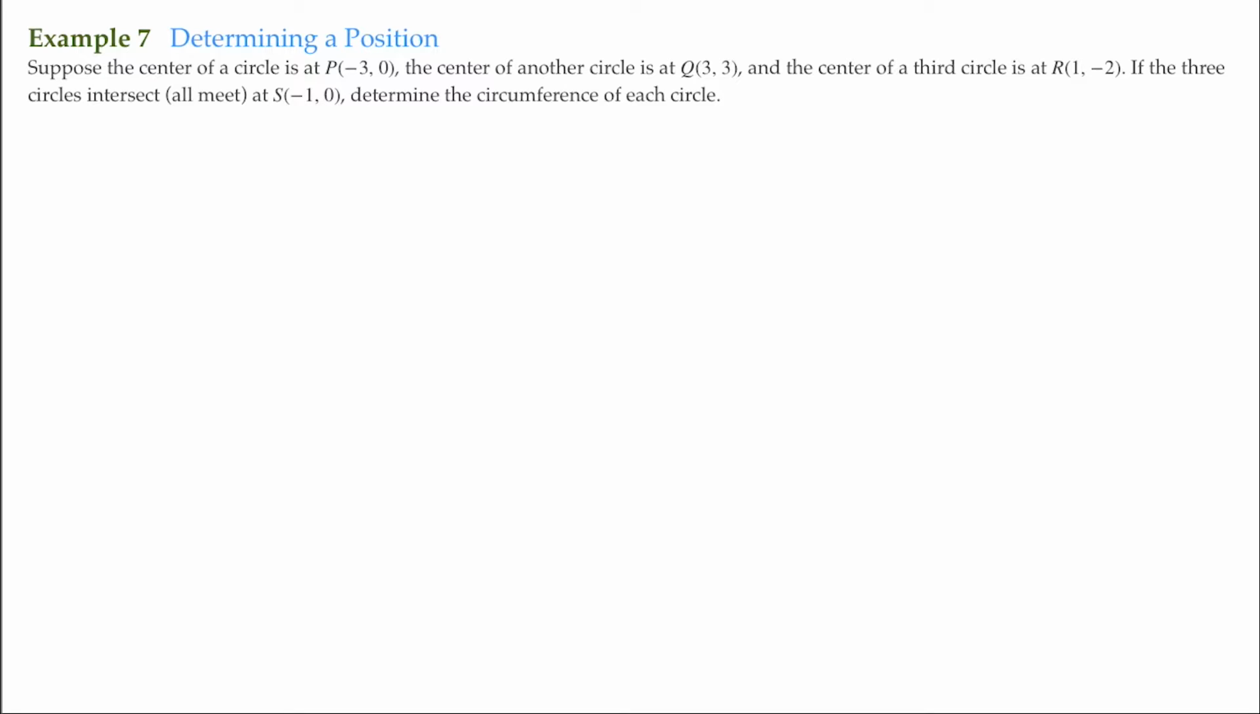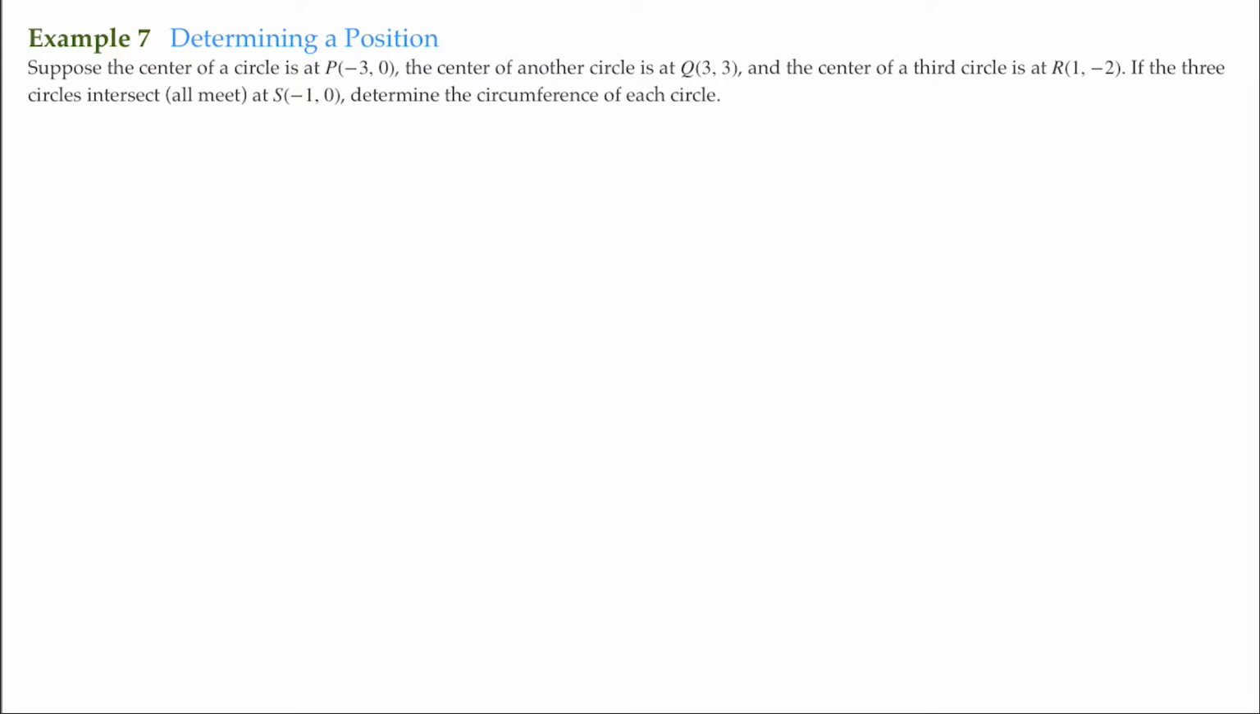This is a very interesting example. It says, suppose the center of a circle is at point P, which has the coordinates of -3 and 0. The center of another circle is at point Q, and that has a center with coordinates at 3 and 3. And the center of a third circle is at R, which has coordinates of 1 and -2.